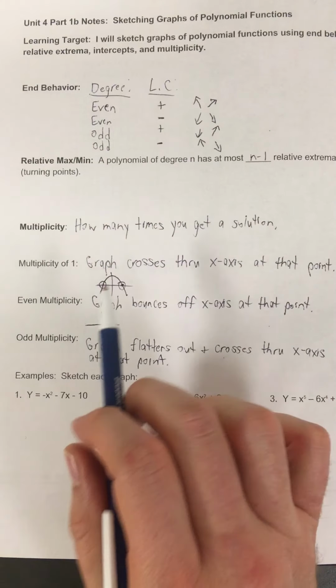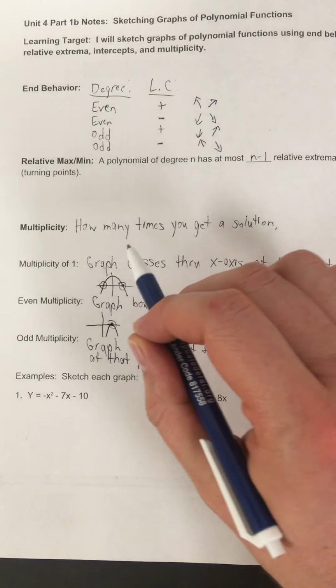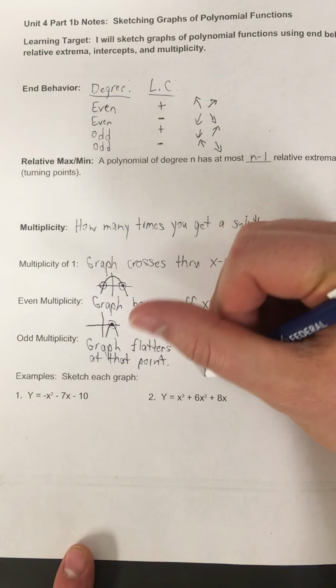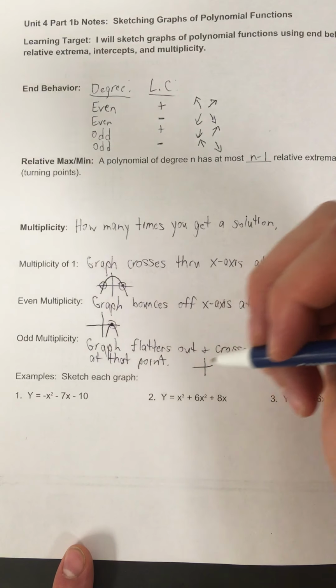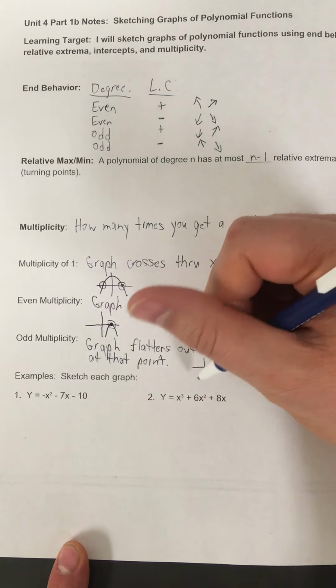All right, so it's going to be similar to what happens with these, but what do I mean by flattening out? Instead of just going straight through, it would kind of curve in like when we graphed x to the third. It would come up, flatten out, cross through at that point, and then come back up. So that would be an example of odd multiplicity, when you're getting this answer 3 times, 5 times, 7 times, an odd number of times.